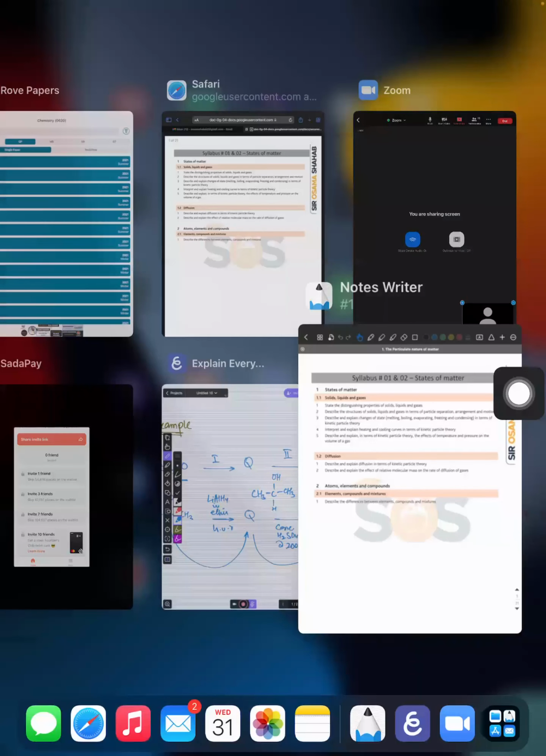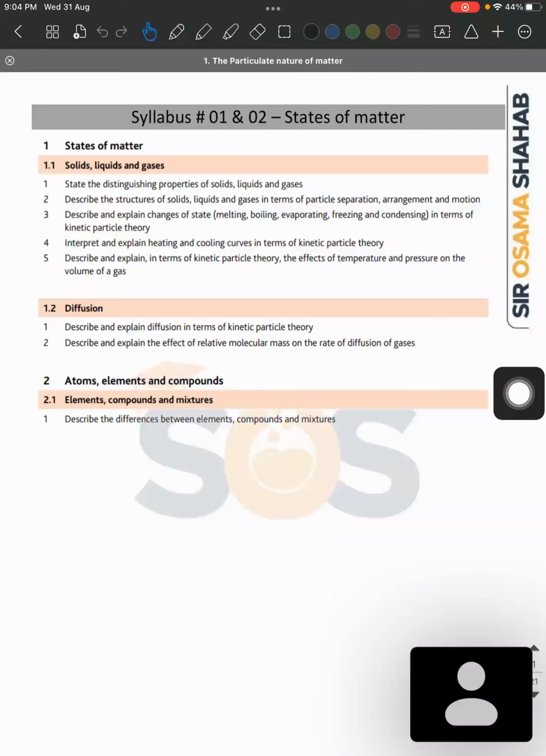Okay, so Bacho, we were talking about chapter number 1, which is states of matter. You can see over here, we already did the distinguishing properties of solid, liquid, and gas. This is your syllabus you already did, right? Then describe the structure of solid, liquid, and gas in terms of separation, arrangement, motion. You already did this. Then melting, boiling, evaporation, freezing, condensing. You are already aware of these terms, and we did heating and cooling curves as well, right?